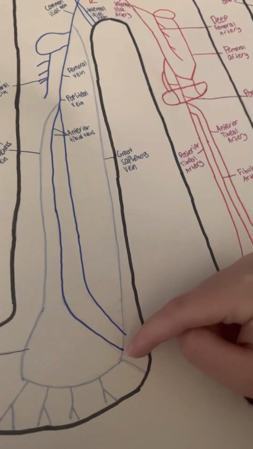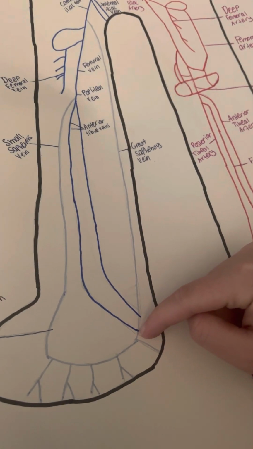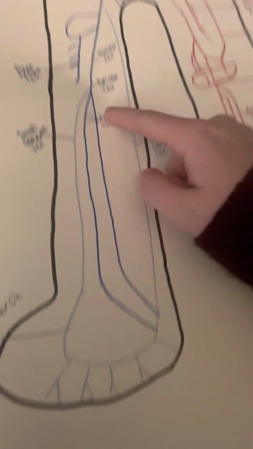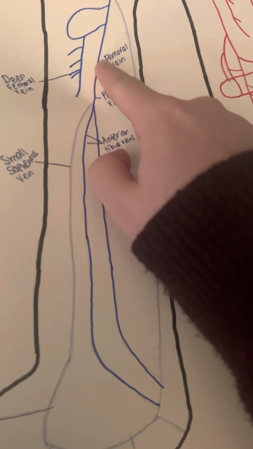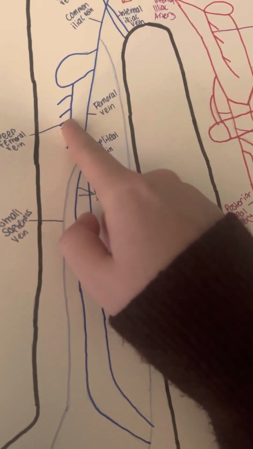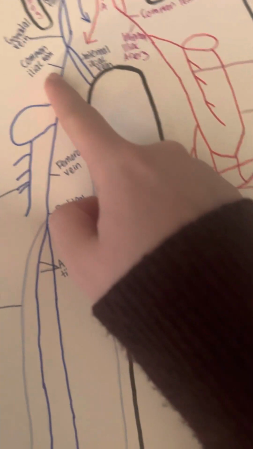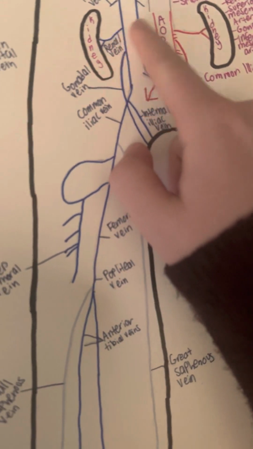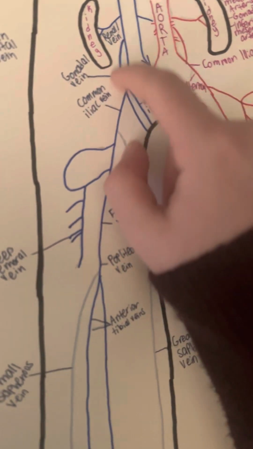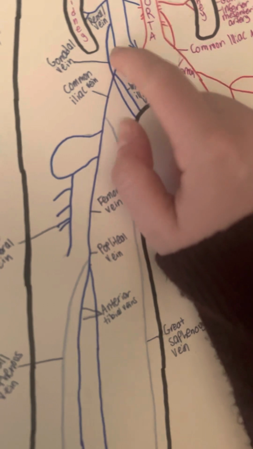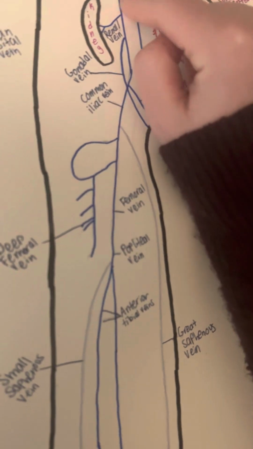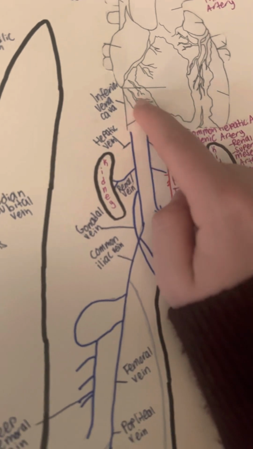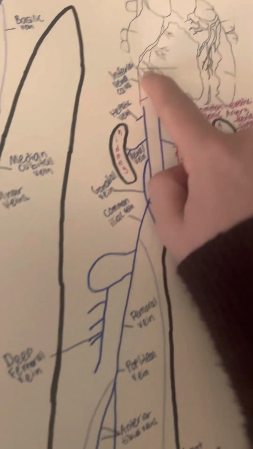But then to do our deep veins down here, you have the anterior tibial veins, the popliteal vein, femoral vein, deep femoral vein, common iliac vein, the internal iliac vein, and then the renal veins going into the kidneys, and then below that you have the gonadal vein, and then that'll go up and you'll get the hepatic vein, and it'll go into the inferior vena cava.